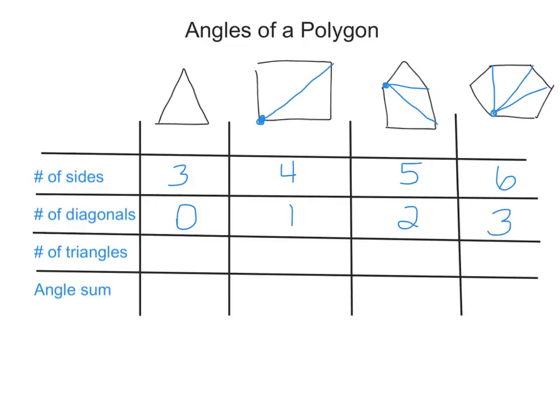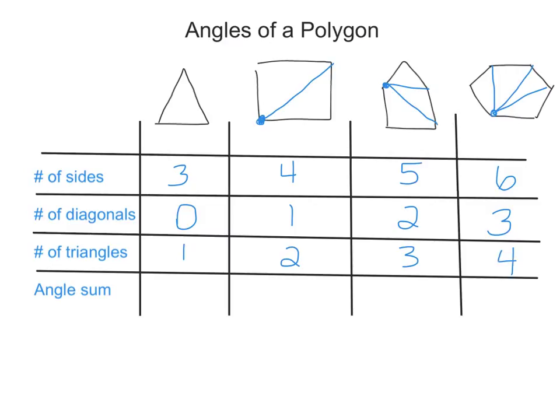Take a moment and figure out how many triangles you can see in each one of these shapes now that the diagonals have been drawn in. So we only have 1 triangle, our initial triangle. Here we have 2. After that I see 1, 2, 3, and then 4.